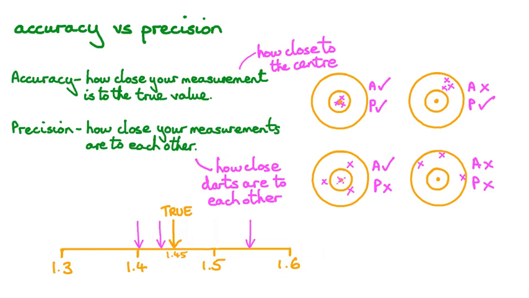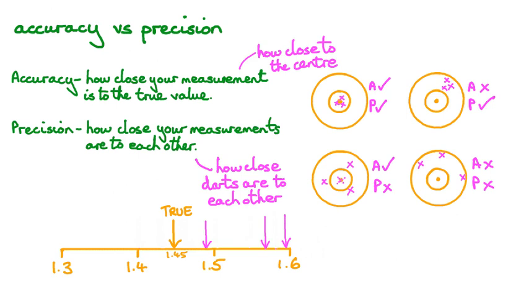If we had results like this, we would say that they are accurate because they average out to roughly the true value, but they are not precise because our values are not similar to one another. Results like this, however, we would consider not accurate since they're nowhere near the true value, but they are precise because they are close to one another. And results like this would be neither accurate nor precise.